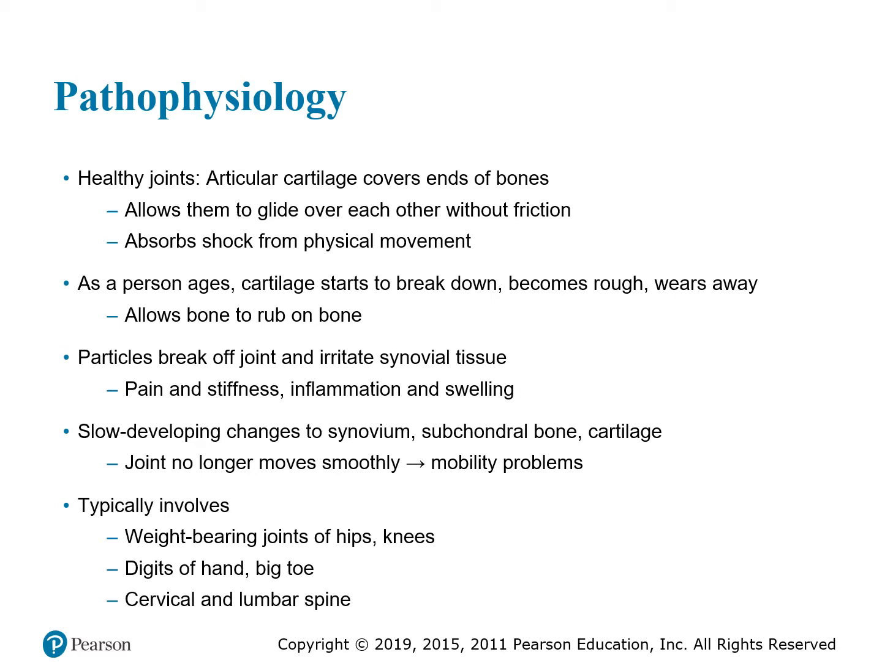So what is our patho? In healthy joints, you have articular cartilage. It covers the ends of the bones. And this coverage of this cartilage helps our bones glide back and forth, no friction. And it absorbs the shock. Every time you walk, it's a shock to your knees and your hips.